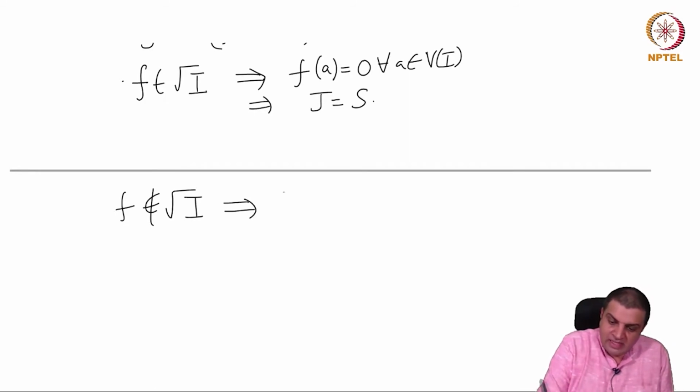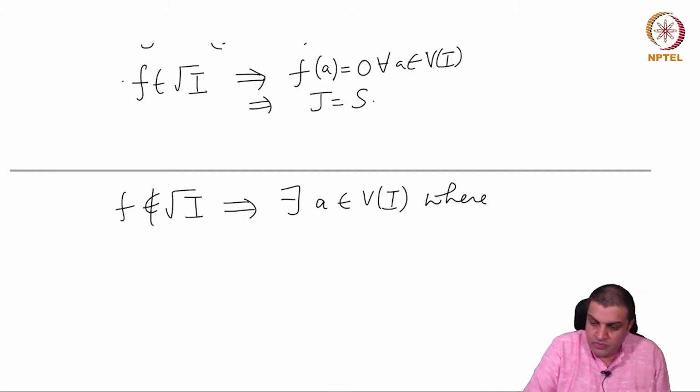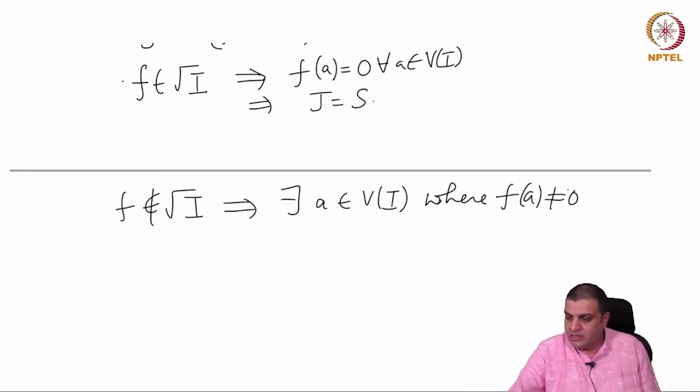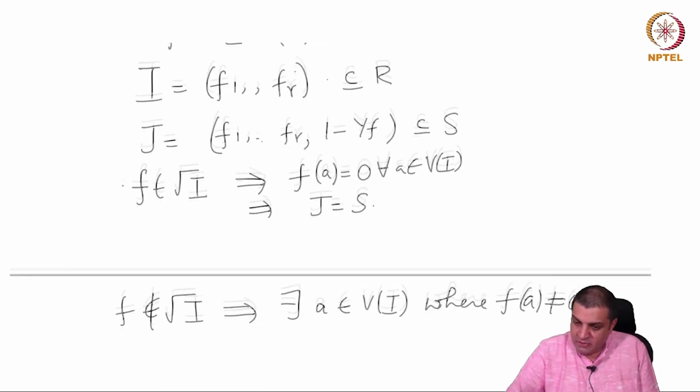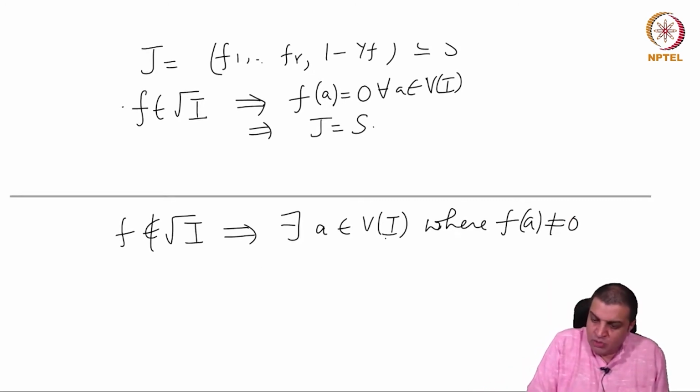This implies that there exists some a inside V(I) where f(a) is not 0. This is where the other direction of f is not in the radical means f is not in I(V(I)). So there is such a point. Okay. So we get this, and from this what can we conclude?